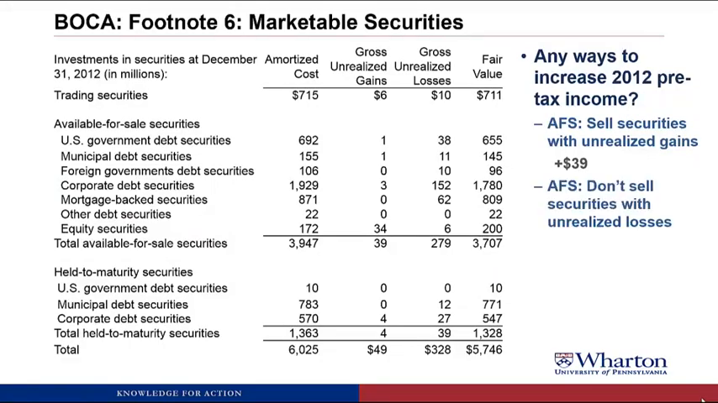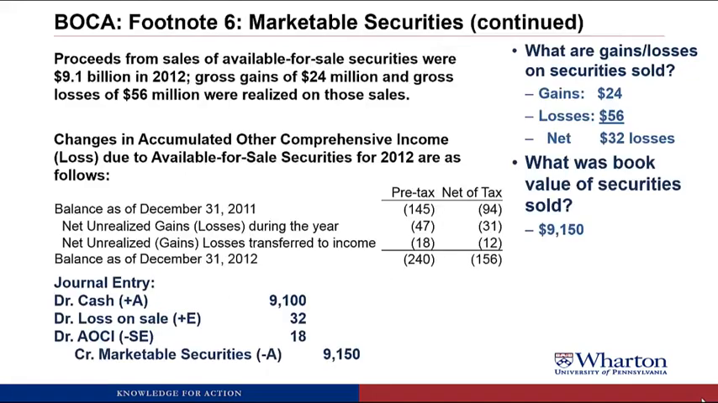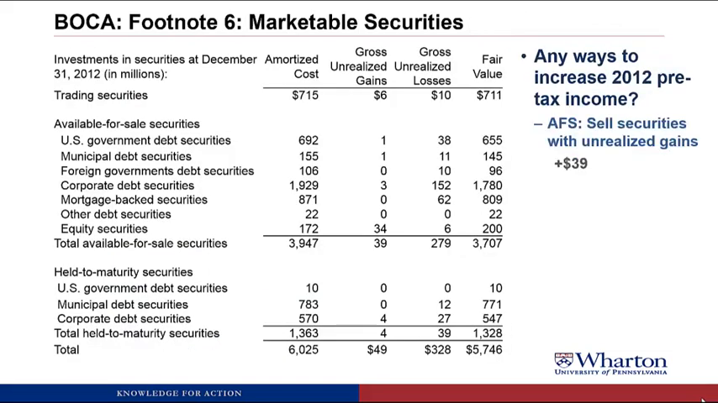Another way you could have increased your pre-tax income is don't sell securities with unrealized losses. Now, if you remember, we recognized 56 of losses based on selling securities during the prior year. If you don't remember, let me run back to that slide. There it is. Up here, we recognized gross losses of 56 million based on sales of available for sale securities. If we hadn't sold those, we would have never had those losses run into net income. So that could have helped us by as much as 56 in our pre-tax income.